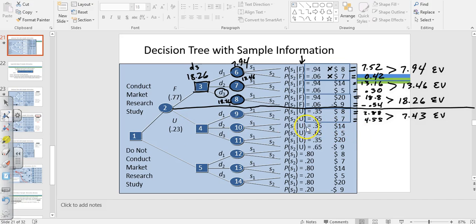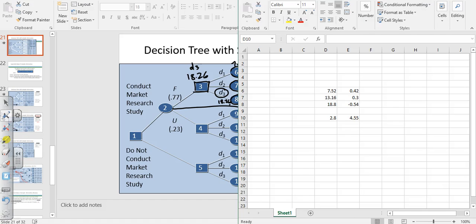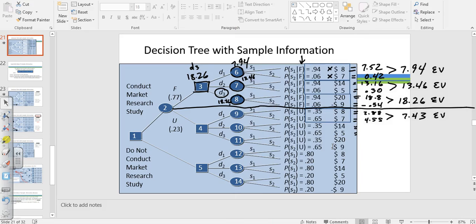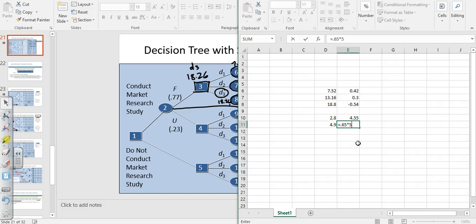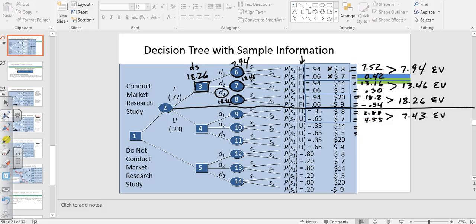So let's see, decision 2. We have to do the same thing there. So we have 0.35 times 14 and 0.65 times 5. Right, 0.35 times 14, 0.65 times 5. We're going to add them together because they're part of the same decision. And this is the calculation. This tells us we need to make a calculation. 0.65 times 5 is 3.25. So 4.9 and 3.25. And that gets us to 8.15.